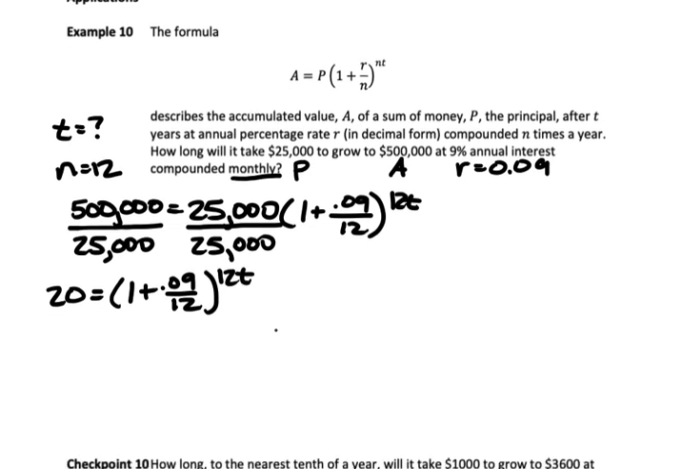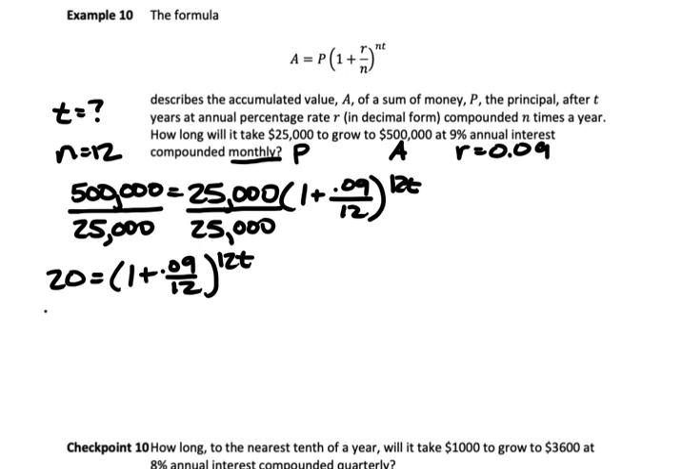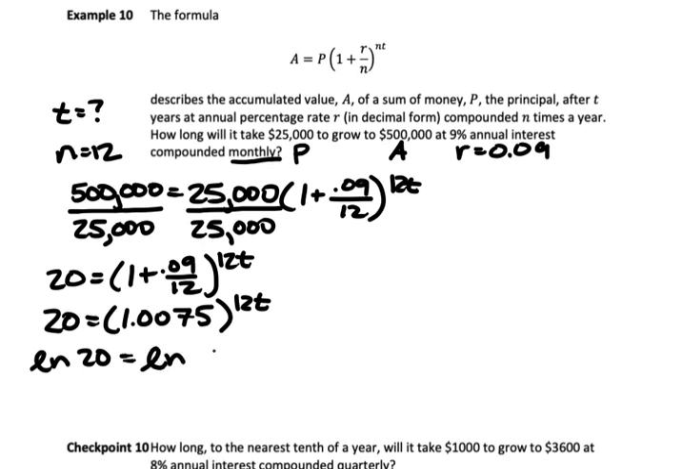What I'm going to do next is simplify what's in the parentheses. So if I add 1 plus 0.09 divided by 12, I should get 1.0075. So now I have my base, my exponent, and my answer. So in order to solve this, I'm going to take natural log of both sides. So natural log of 20 equals natural log of 1.0075 to the 12t. Now using the power rule, I can move 12t to the front.